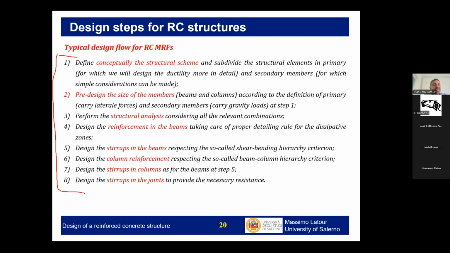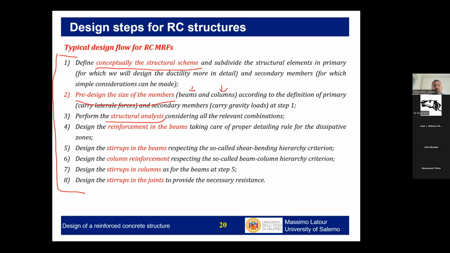So there are 8 steps I tried to list. First of all, as I said, we have to design conceptually the structural scheme, dividing members into primary and secondary. Then we will have to initially pre-design the members, beams and columns, because otherwise we are not even able to perform a structural analysis, since the results of the structural analysis are strictly dependent on the stiffness of the elements. So we will have to define initially a tentative size for the beams and the columns. Afterwards, I will provide you some indication about the structural analysis for the relevant combinations.